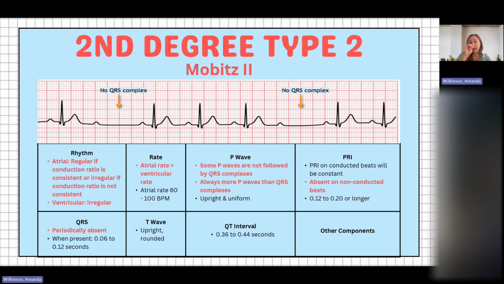So this is what a type 2 or Mobitz 2 looks like on a strip, and this is where pattern recognition really matters. You'll see more P waves than QRS complexes, and the P waves are regular, but the QRS drops suddenly, like the two arrows here on the strip. So the key clue is the PR interval on conducted beats is constant, and then suddenly there's a P wave with no QRS behind it. So unlike the Wenckebach, there's no warning, there's no progressive lengthening, just an abrupt block. The rhythm is irregular due to the unpredictable dropped beats, and that makes it dangerous, especially if the ventricular rate is low.